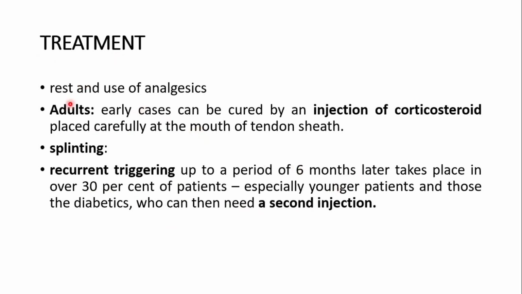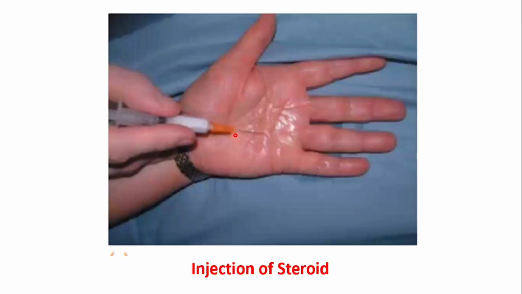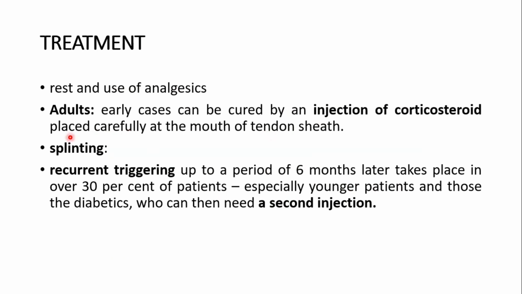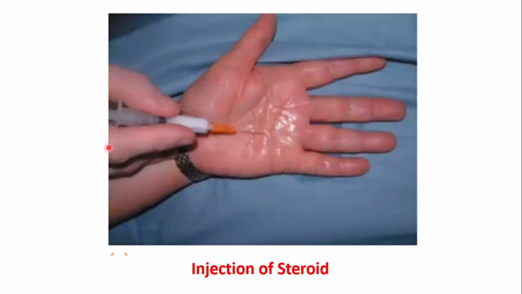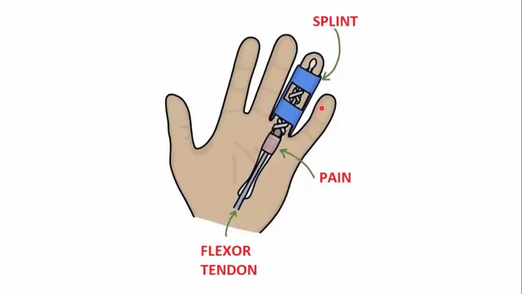So, what's the treatment? Rest and use of analgesics in adults. Early cases can be cured by an injection of corticosteroid placed carefully at the mouth of the tendon sheath. This is the way to inject a steroid. Here you could see this. Splinting is the second one. Here you could see this. These are the splints.